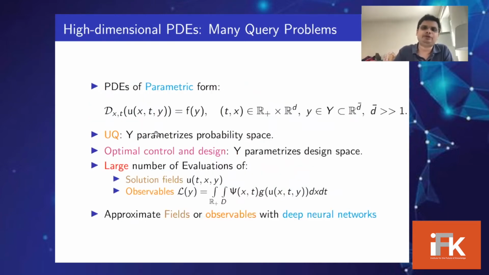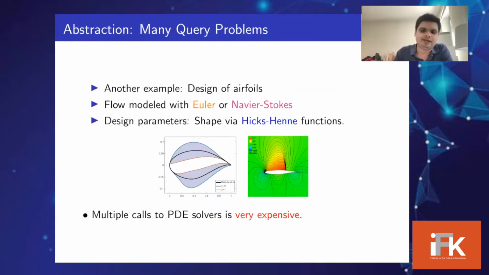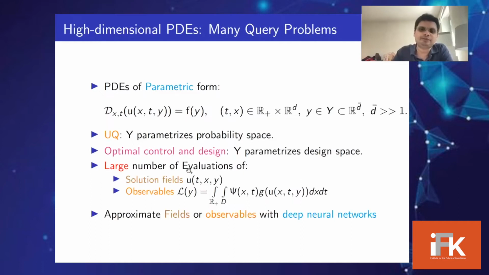What we do is, first of all, a little bit of abstraction, and we express these PDEs in a parametric form. Because remember that in uncertainty quantification, you have some uncertainty, so you have to describe this initial uncertainty, for instance, by some parameters. And here, the shape has to be described by some parameters. These are called Hicks-Henne functions. These are some spline-type functions. Details are not important. And ultimately, what you end up with is a PDE like this.